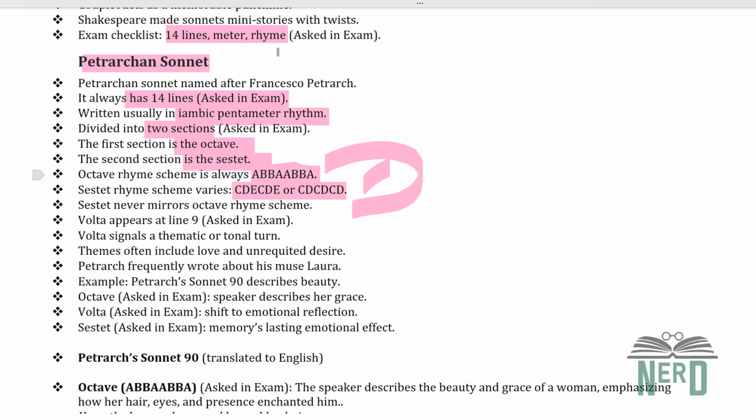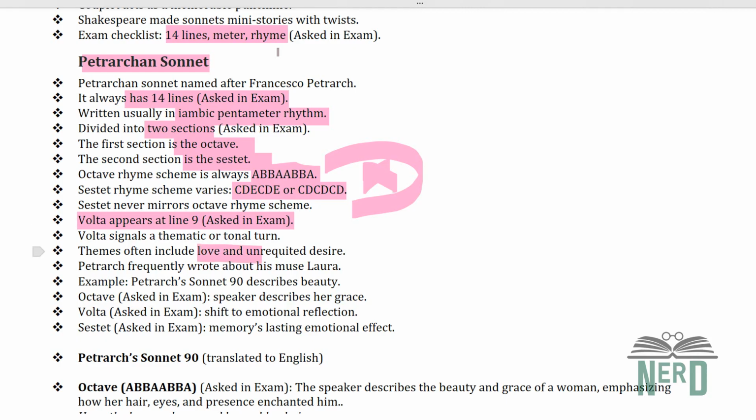But here's the trick. It never mirrors the rhyme scheme of the octave. That separation is deliberate, marking a structural and thematic shift. And that shift is called the volta, and this exact term was asked in exam. The volta usually happens at line 9, right where the sestet begins. This is the turn of the poem when the mood, tone, or argument changes. The octave might set up a problem or question, while the sestet provides a solution, reflection, or emotional release.